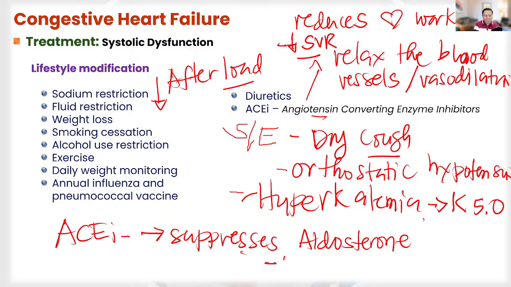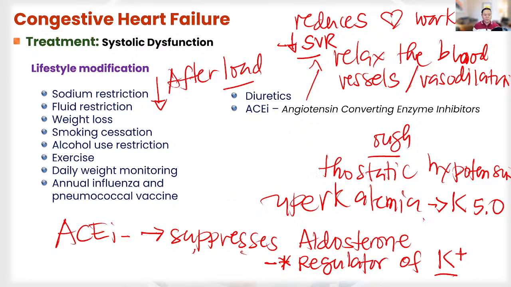Okay, let me write it here. Aldosterone is the regulator of potassium in the body. And so if there is suppression of the aldosterone, who's going to regulate the potassium this time? Nobody will regulate. And so there will be retention of the potassium ions in the blood because of the suppression of the aldosterone. Remember that concept that I presented in the renal disorders?